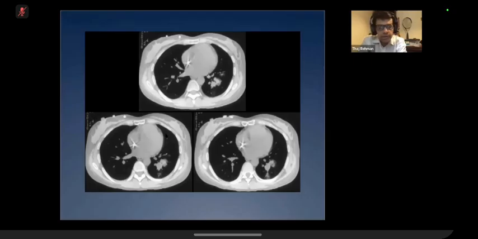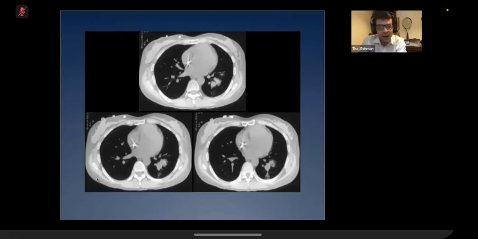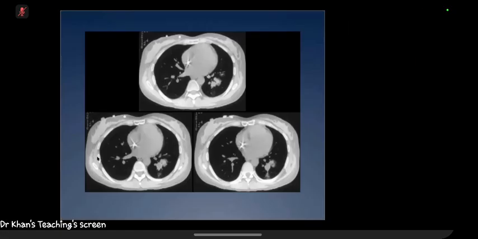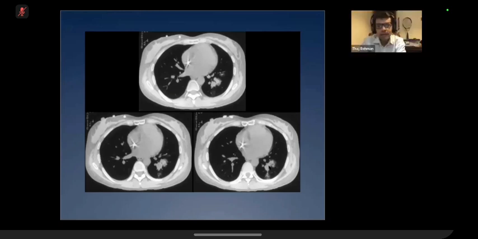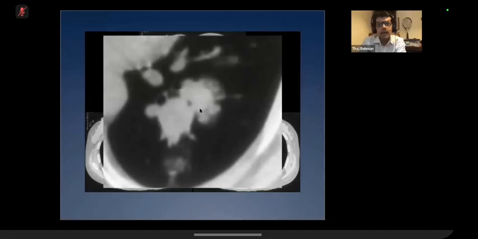CT showing what sign, sorry? Reverse halo. Reverse halo, is it? Yeah. It's proper halo. I mean, it's not reverse. It's not reverse halo. I don't know why you said reverse. It's a halo sign. Yeah, it's a ground glass opacity around the soft tissue opacity. Exactly. Yeah, so there is ground glass opacity surrounding that nodule. Pulmonary nodule surrounded by ground glass. There is a little bit of ground glass here as well. So diagnosis is? Invasive aspergillosis? It is invasive aspergillosis. I'll just show you the magnified picture which shows ground glass around that nodule.